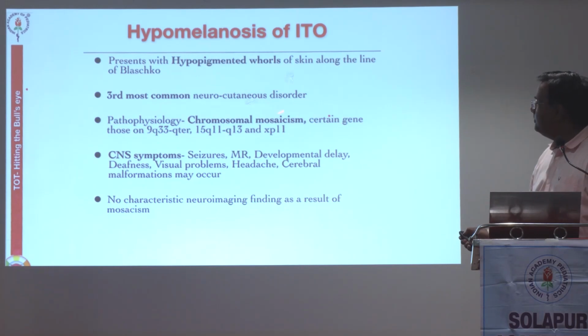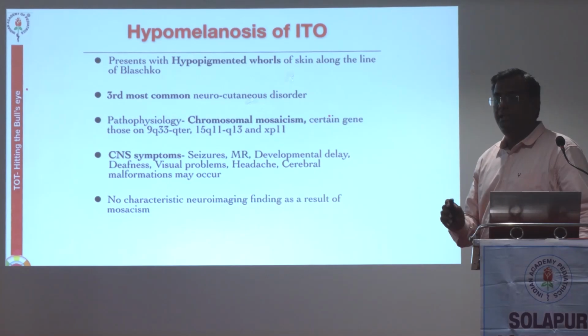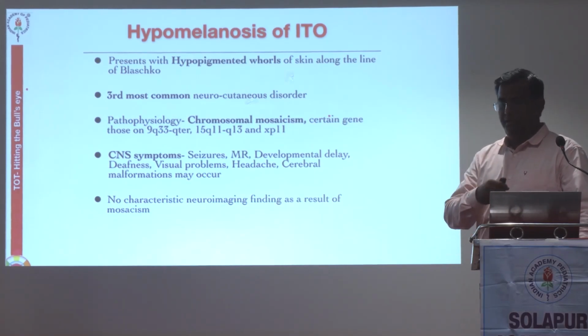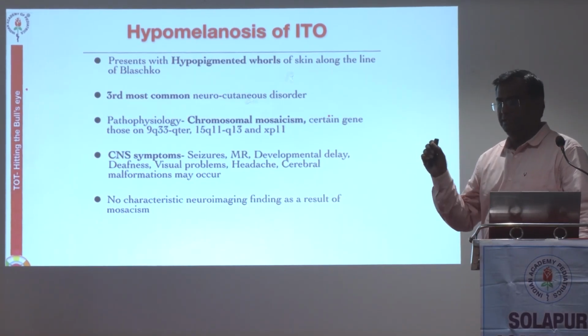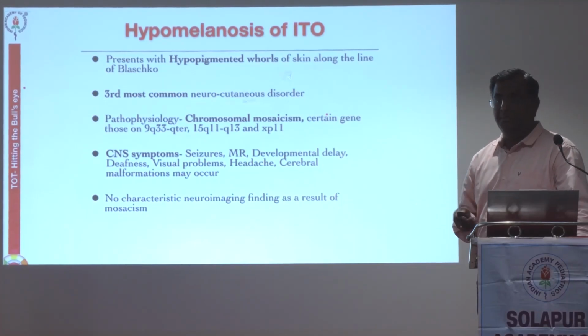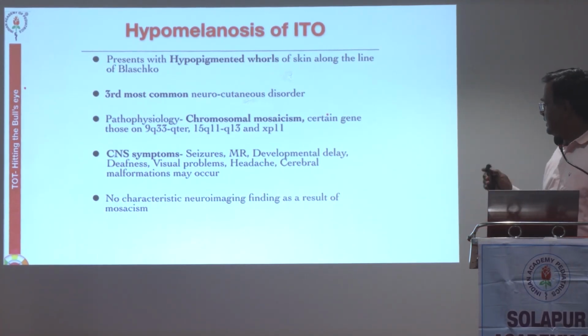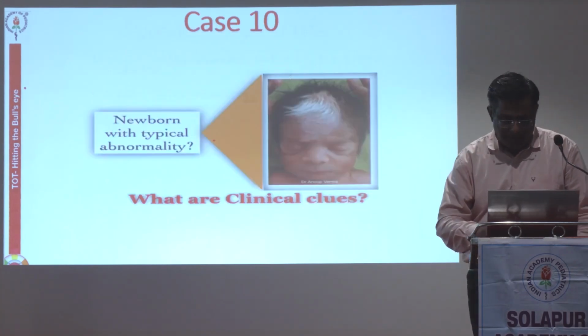This is the third most common neurocutaneous disorder. Pathophysiology, chromosomal mosaicism. CNS symptoms: seizures, intellectual disability. Now the Supreme Court has banned the term mental retardation. We have to now use the terminology intellectual disability. We can't label anywhere, because it was seen that it is common practice to write the diagnosis as MR, but now we can't write someone as MR or mentally retarded. We have to write intellectual disability. Intellectual disability, developmental delay, deafness, visual problems, headache, and on MRI some cerebral malformation. So this is hypomelanosis of Ito.